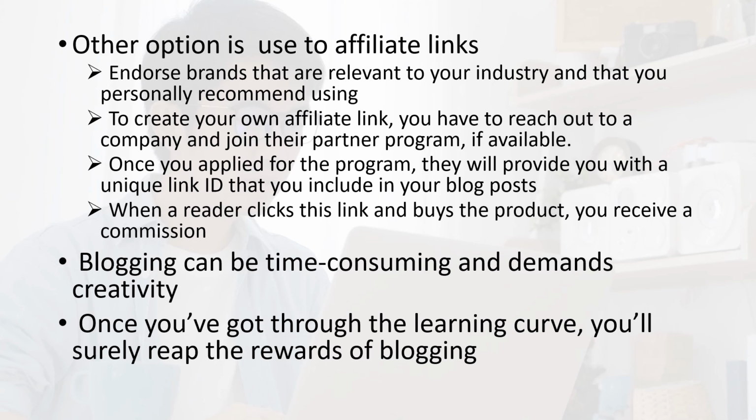A more subtle approach to earning money is by the use of affiliate links. You use affiliate links to endorse brands that are relevant to your industry and that you personally recommend using. To create your own affiliate link, you have to reach out to a company and join their partner program if available. Once you've applied for the program, they will provide you with a unique link ID that you include in your blog posts. When a reader clicks this link and buys the product, you receive a commission.